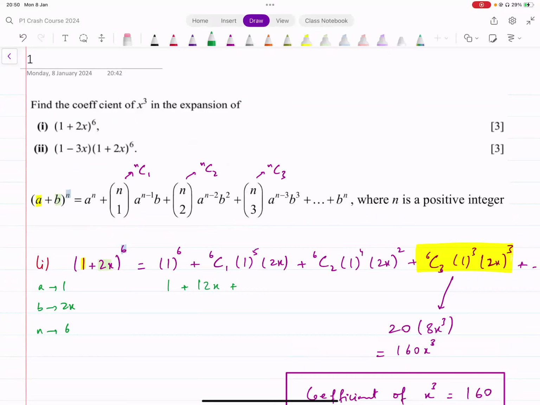You'll get 1 plus 6 into 2, that's 12 times x, plus 62 is 15, 15 into 4, that's 60, 60x squared. You can do all of that, but that's not required. We were just looking for this 160.